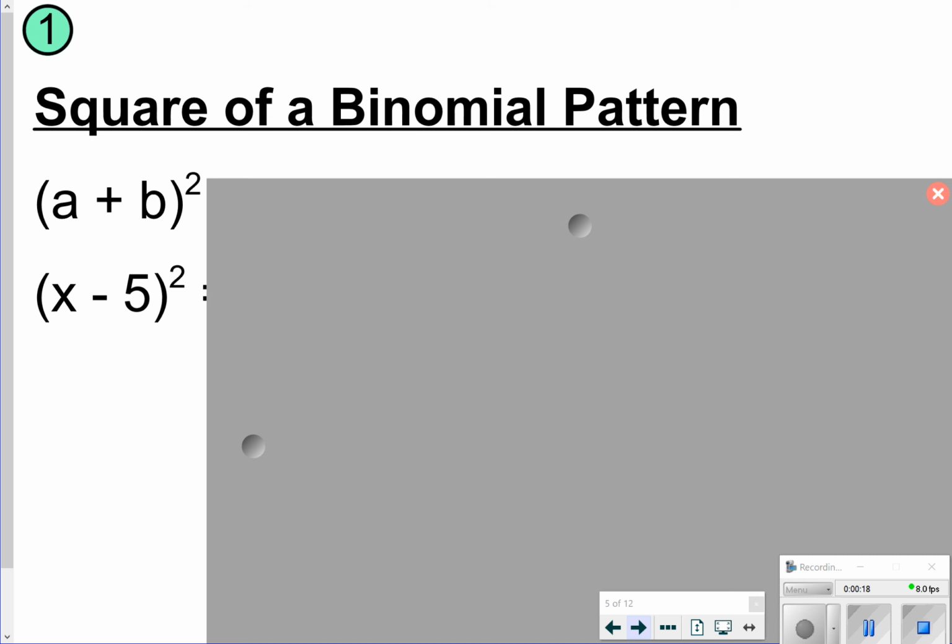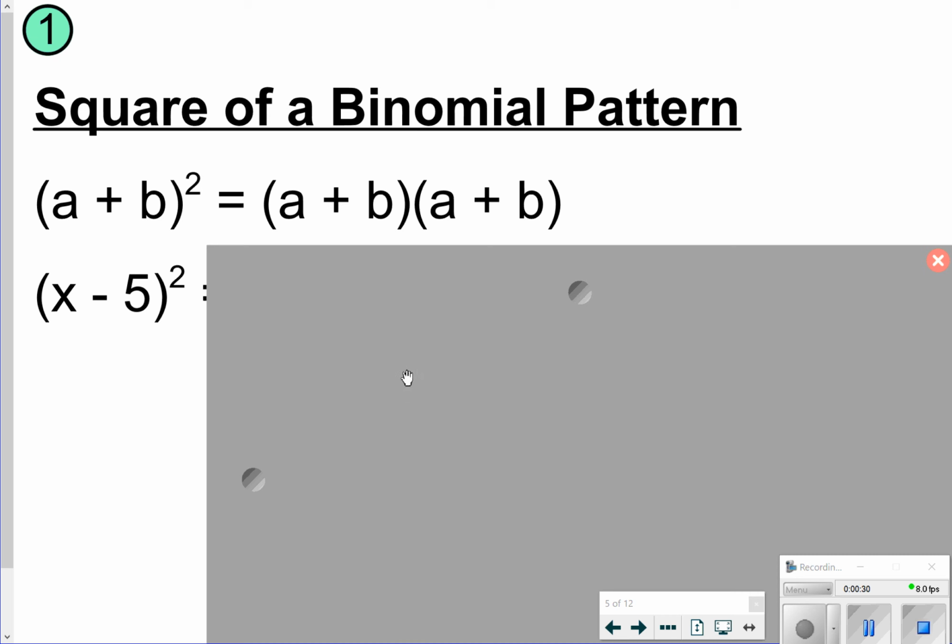First thing we want to know is what happens when we square a binomial pattern. It's essentially just applying your exponent rules. We have a squared, a plus b to the second power just means a plus b times a plus b. And then what you do is the FOIL method and then simplify.